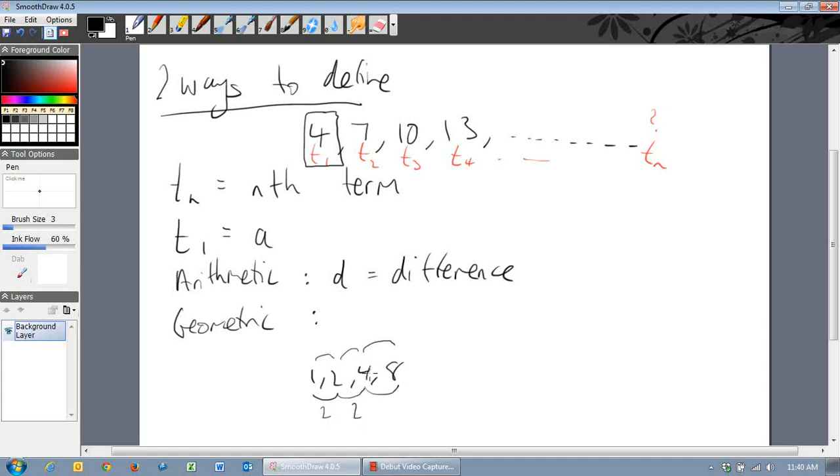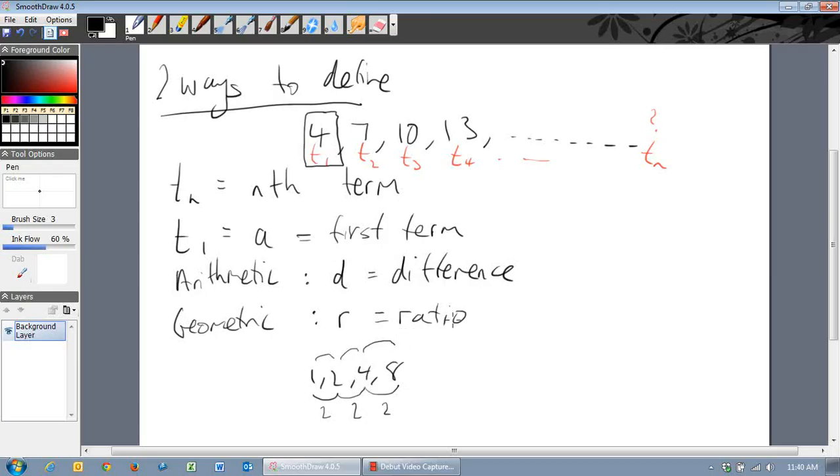It's 2. What's the ratio between 4 and 8? It's 2. So what we say is R is the ratio. And these things help define sequences and series. Tn is just the nth term. T1, we call A, is just our first term. The arithmetic sequences have a difference between each number, and a geometric series have a ratio.